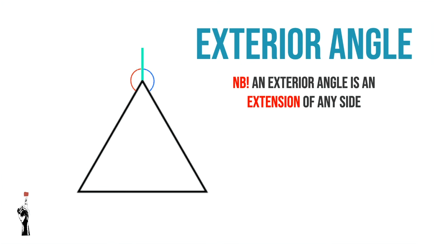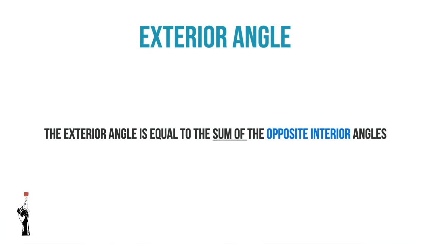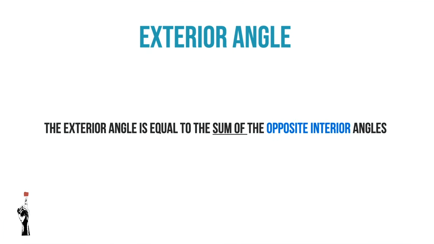Now let's look at our definition of an exterior angle. An exterior angle is the sum of the opposite interior angles.